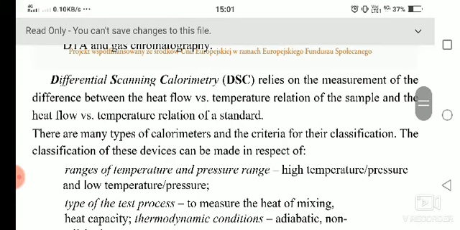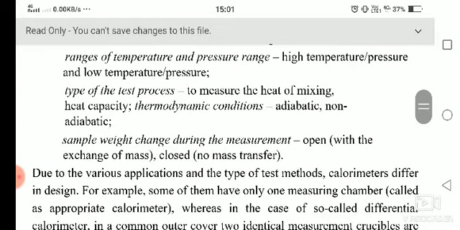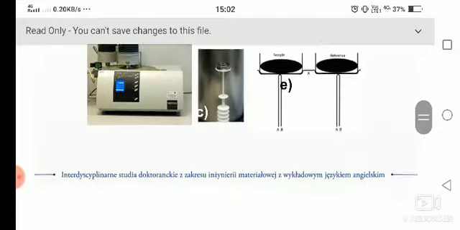Differential scanning calorimetry relies on the measurement of the difference between the heat flow versus temperature relation of the sample and a heat flow versus temperature relation of a standard. There are many types of calorimeters, and the criteria for classification of the devices can be made in respect of range of temperature and pressure, that is high temperature and pressure and low temperature and pressure. The type of test process to measure the heat of mixing, heat capacity; thermodynamic conditions, adiabatic, non-adiabatic; sample weight change during the measurement, that is open with the exchange of mass and closed with no mass transfer.